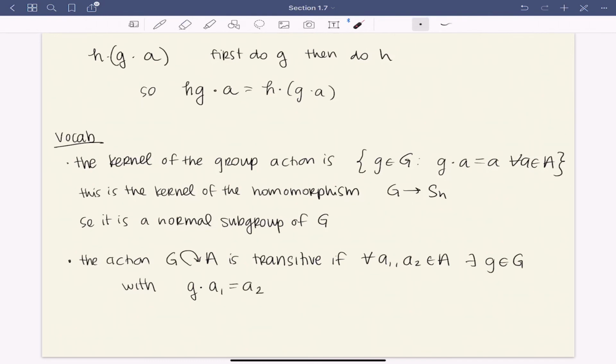So if you think of G as scrambling the elements of A, and where the elements of A go under the action of G, transitivity means that the elements of A go everywhere. I'm not saying that every g sends every a everywhere, or that there's many g, or that there's only one g, but there's always at least one element of the group that sends any A1 to another A2.